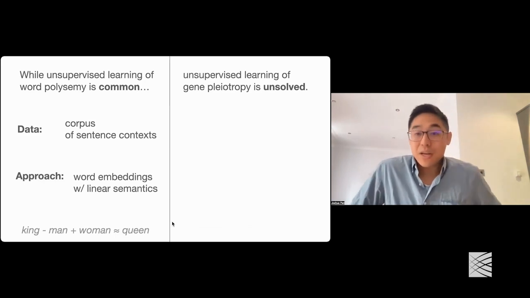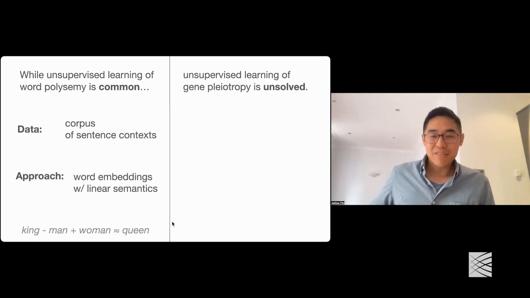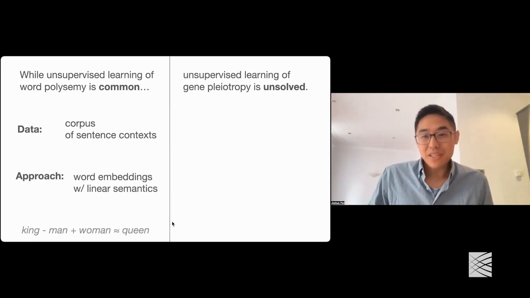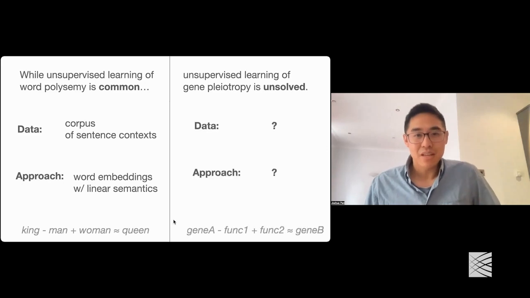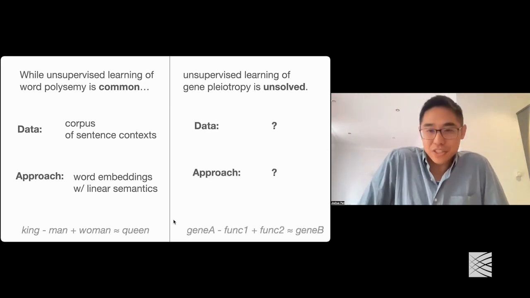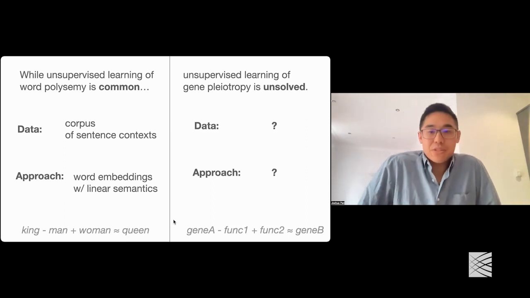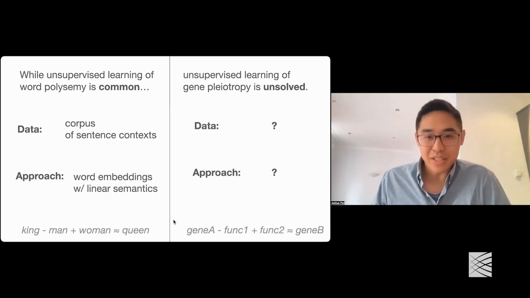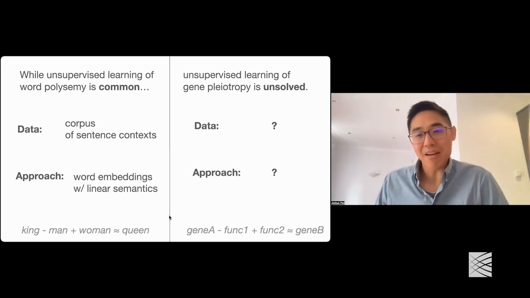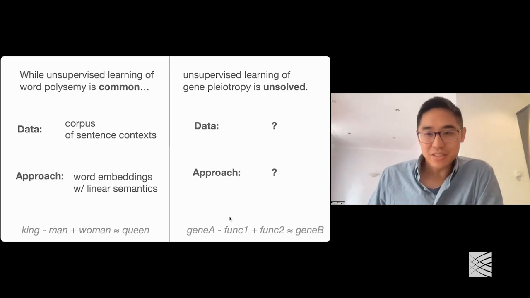So that's actually quite common and well understood. But unsupervised learning of the analogy in genetics, this gene pleiotropy, is relatively unsolved. So, it's still an open question, for a gene that has multiple potential functions, what kind of data and what kind of approach should we use to recover these linear semantics that we suppose that genes might have? For example, a pleiotropic gene can have multiple functions, et cetera, et cetera.